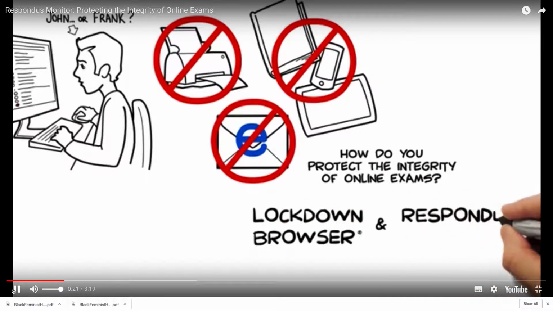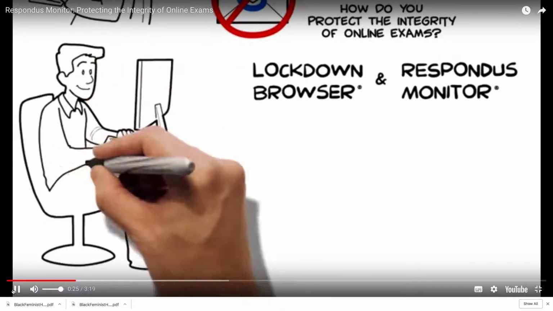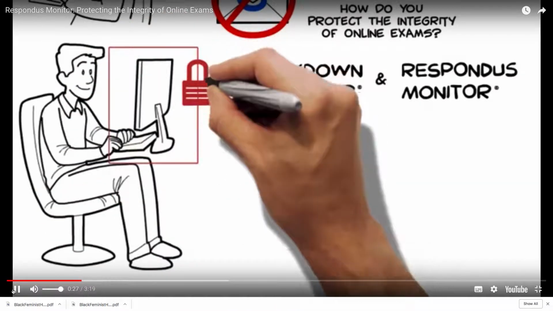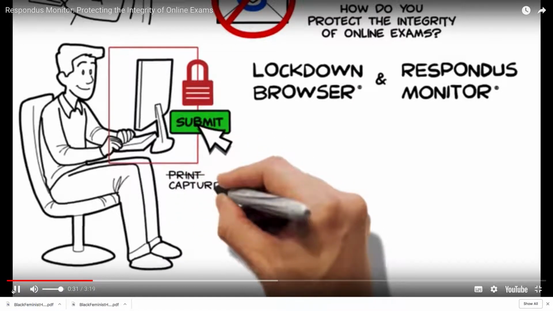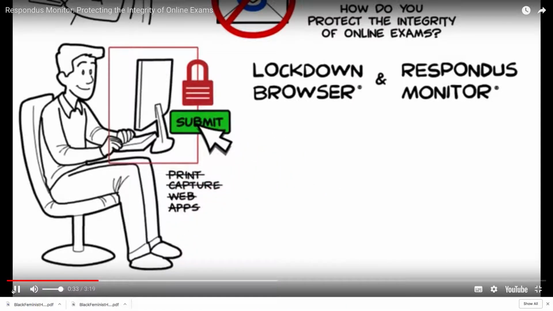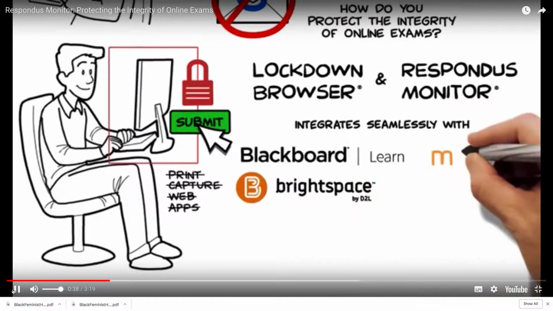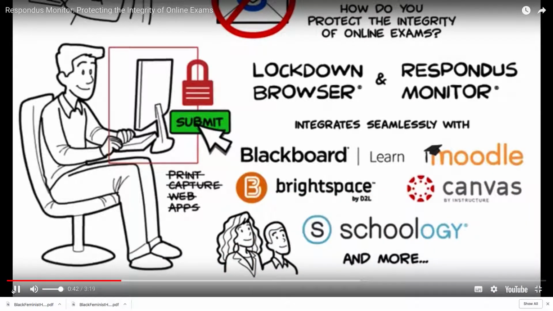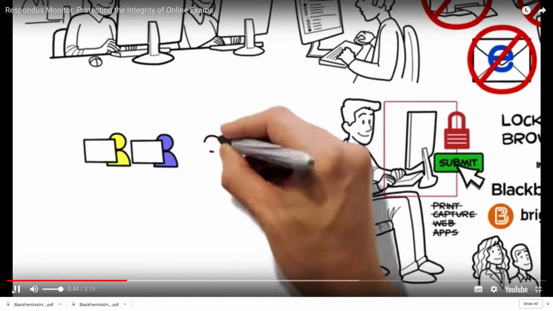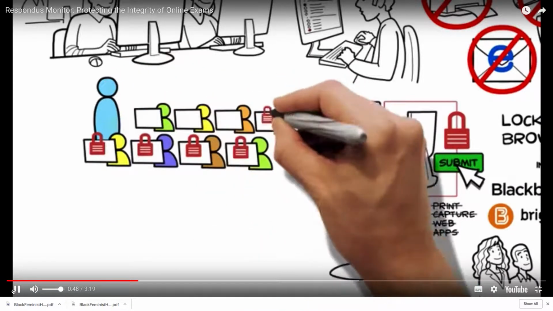The answer? Lockdown Browser and Respondus Monitor. With Lockdown Browser, students are locked into the exam until they submit it for grading. They can't print, capture screen content, go to other web pages, or access other applications during the exam. Lockdown Browser integrates seamlessly with your learning system, making it easy for both instructors and students. In proctored environments, such as testing centers or classrooms, Lockdown Browser provides all the security you need.